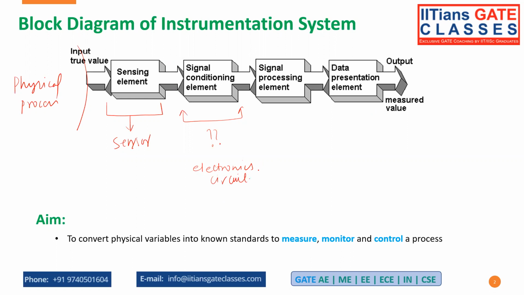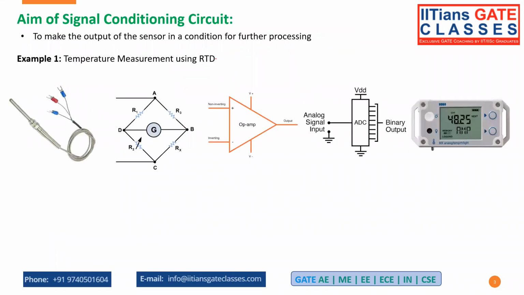I will take one example of an RTD complete block diagram. In that case, you can understand where we are using the signal conditioning element. So what is the aim basically? We will cover these things, but before that, let's take one example of temperature measurement using RTD. RTD here we are using as the temperature sensor. RTD stands for resistive temperature detector. It will detect the temperature and provide the output as change in resistance.